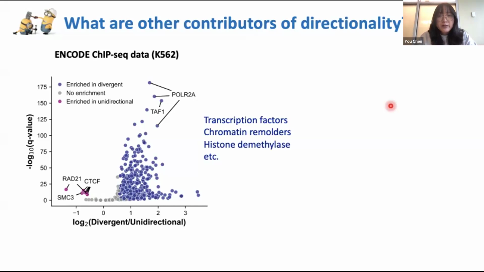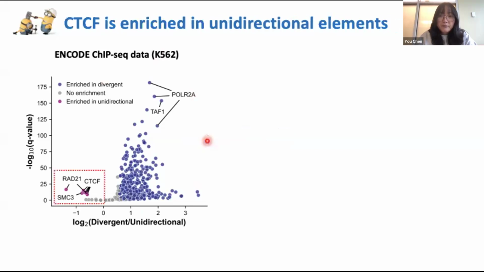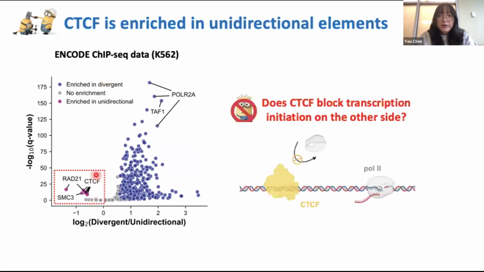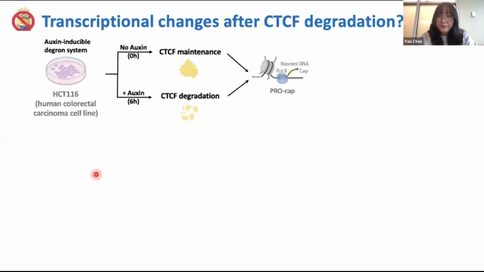In addition to the potential evolutionary process underlying directionality changes, we are wondering if there are other contributors of directionality. We compared the protein binding profiles of these two groups using ChIP-seq data. We can see that divergent elements show greater enrichment for most proteins surveyed, while CTCF and cohesin components are more enriched in the unidirectional group. So we are curious if CTCF blocks transcription initiation on the other side.